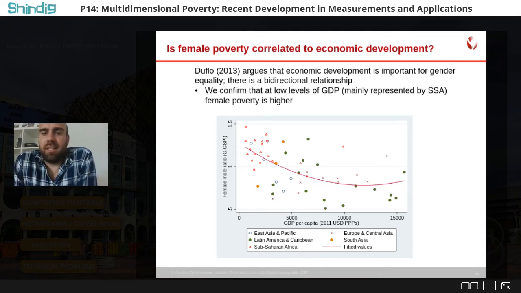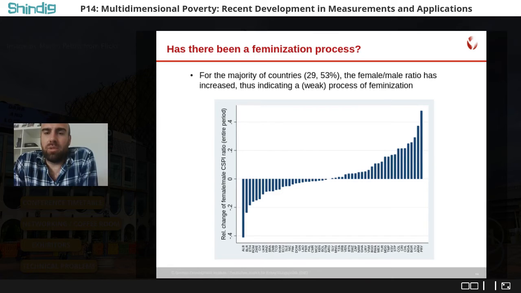So this was the static analysis done at 2000, the starting point of our analysis. But what actually happened from 2000 to 2010 circa? In the next slide, we can see that from 2000 to 2012, in the majority of countries, the female to male ratio has actually increased.